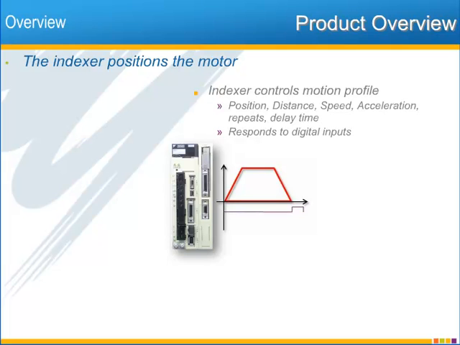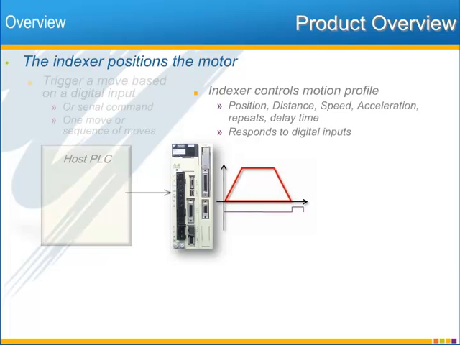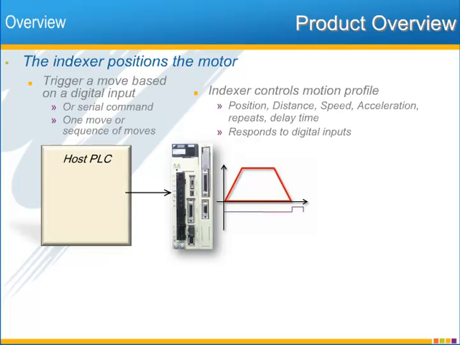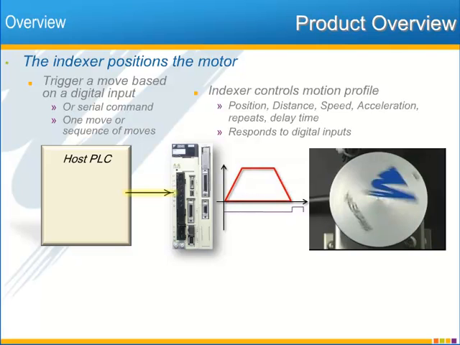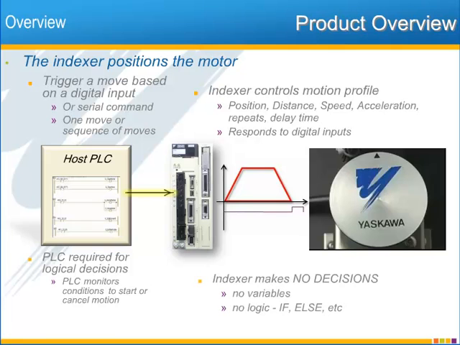You can also specify repeats and delay times and output status for each move, but the indexer moves the motor only when commanded by an upper-level controller like a PLC. The PLC can request the positions using either digital inputs or serial commands. You need the PLC for logic and timing because while the indexer does have what we call the program table, it just stores the moves and the indexer does not make decisions by solving logic or writing to any variables.